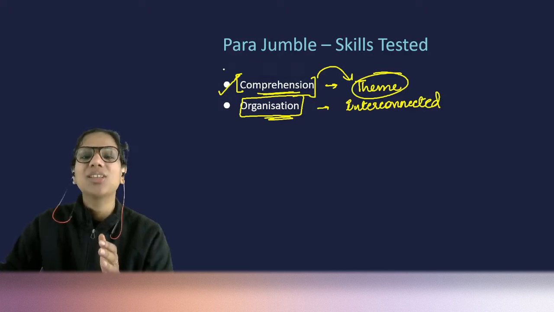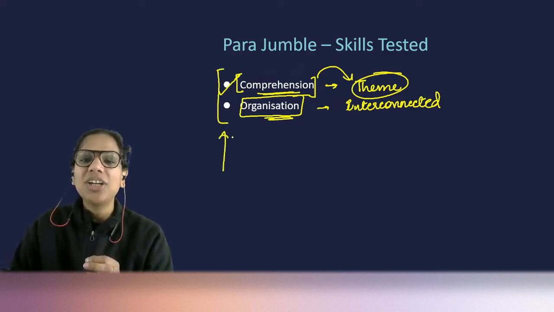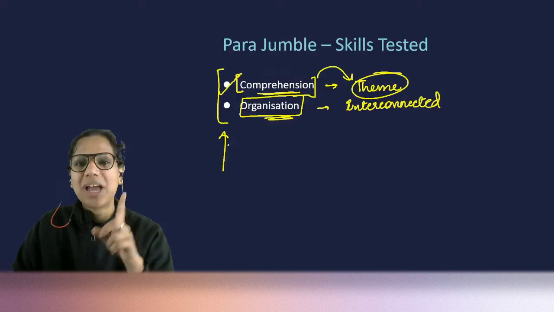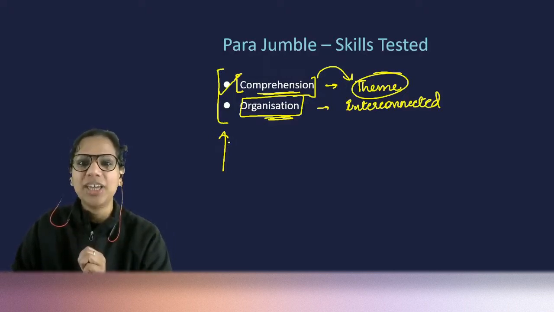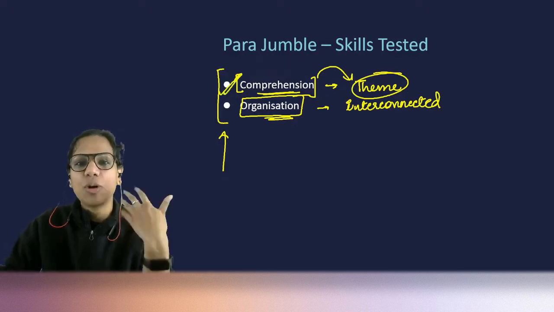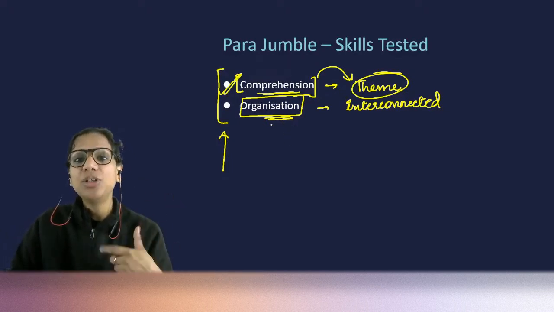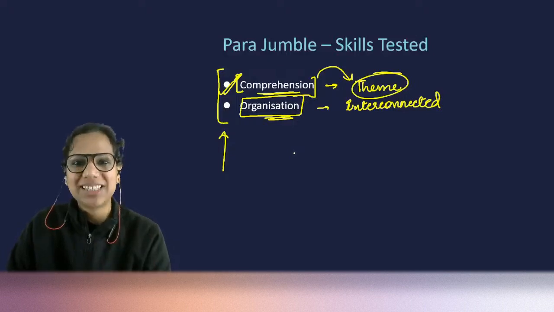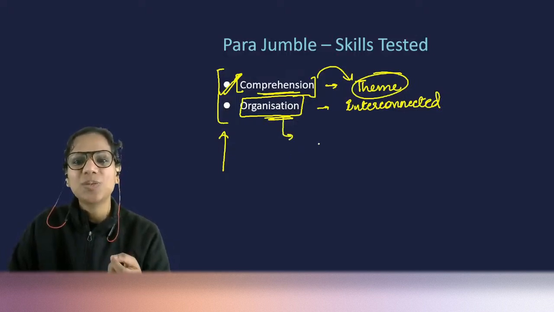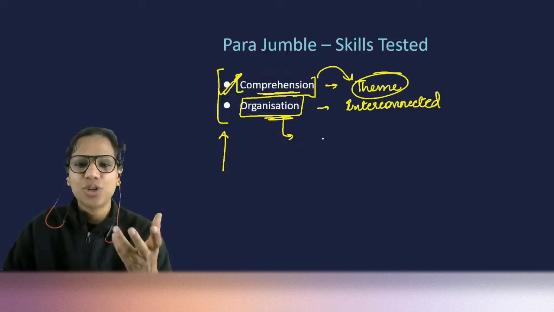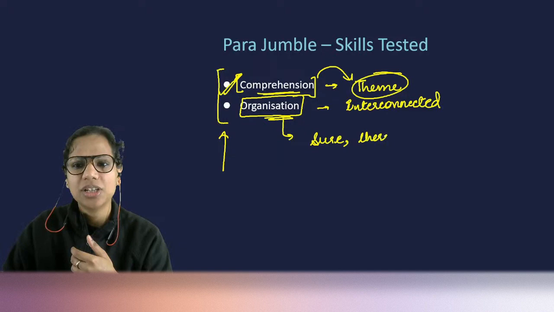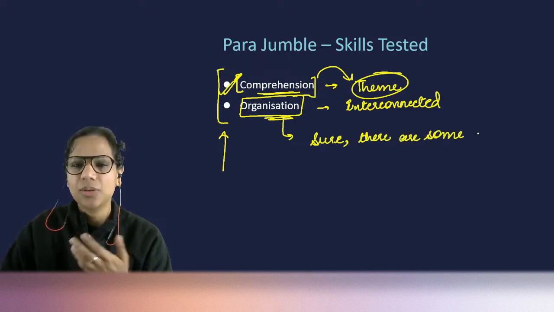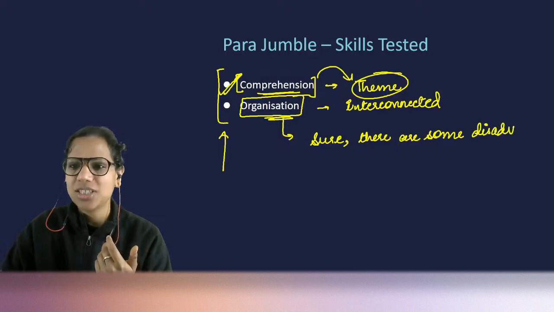And trust me, the more you read, the more it benefits you for these question types: para jumbles, para summary, para completion, all these three question types. Because when you read more and more, your comprehension skills improve and you are able to anticipate what is going to come next. For instance, if I write a sentence such as, sure, there are some disadvantages of this policy.